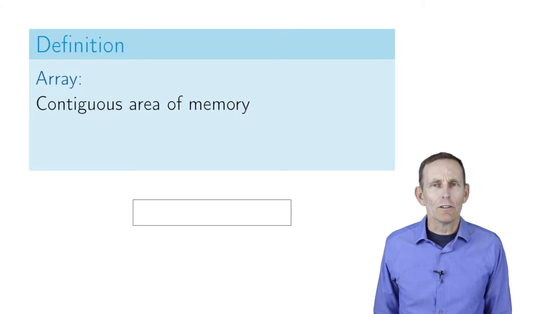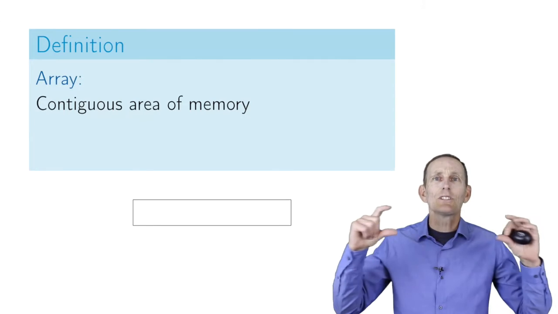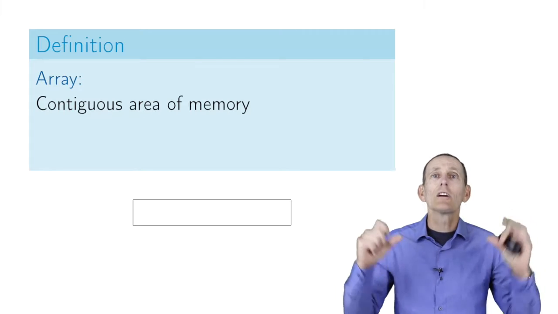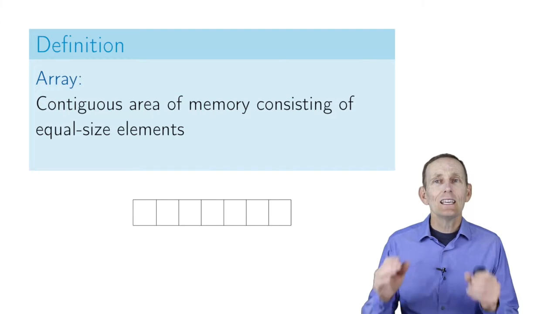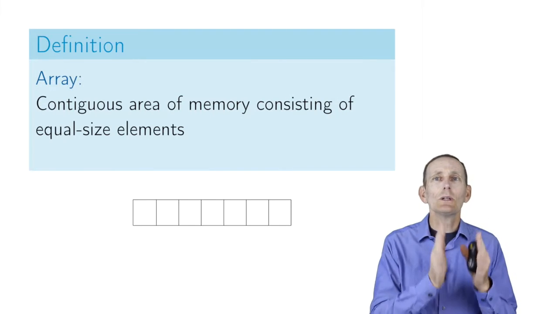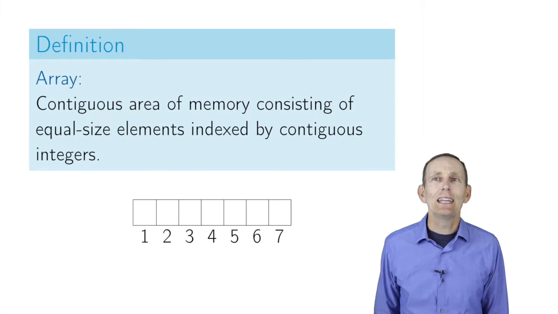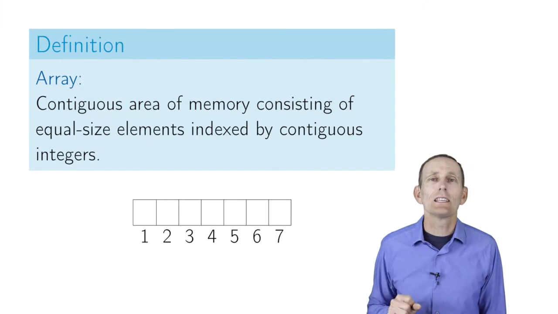So what's the definition of an array? Well, we've got basically a contiguous array of memory. That is, one chunk of memory. That can either be on the stack or it can be in the heap. It doesn't really matter where it is. It is broken down into equal-sized elements. And each of those elements are indexed by contiguous integers. All 3 of these things are important for defining an array.